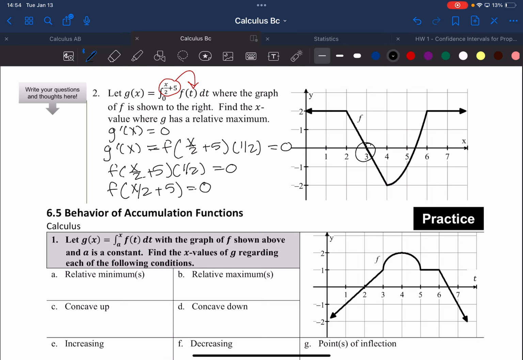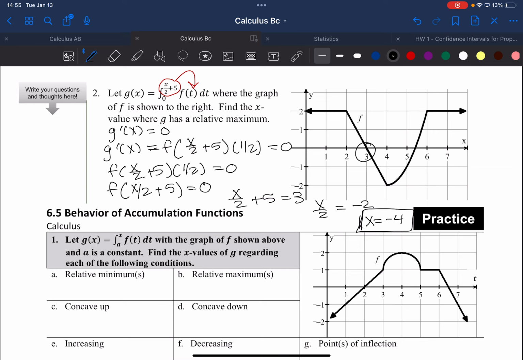Well, we know that on our graph, in order for us to have a relative maximum, this inside part of the function has to be equal to 3. So I'm going to do x over 2 plus 5 equals 3, and then solve for x. Subtracting 5 over, x over 2 is equal to negative 2, and then multiplying both sides by 2, I get x is equal to negative 4. Which means that the x value where g has a relative maximum is at x equals negative 4.